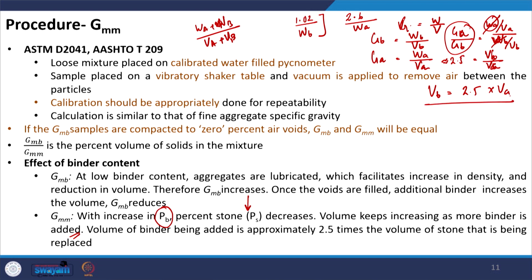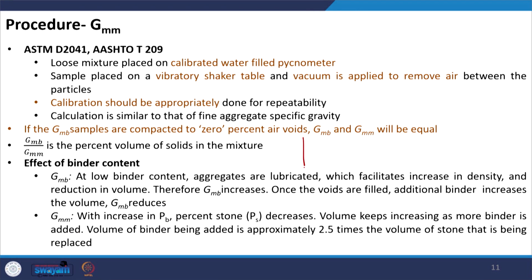So, if we are adding more and more bitumen, which means we are reducing almost 2.5 times of the volume of the aggregates, alright, and that is why the more binder we add, the GMM keeps on reducing, because the extent of volume keeps on increasing, and therefore the GMM will have a continuous decrease with the increase in the binder content. So, I hope this is also clear that how the variation takes place.